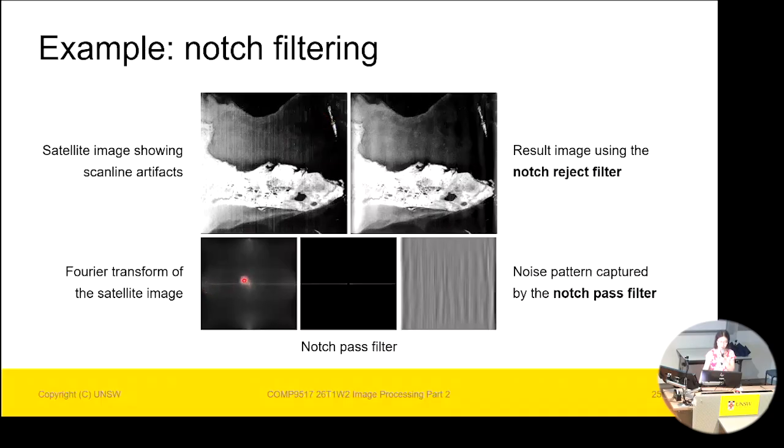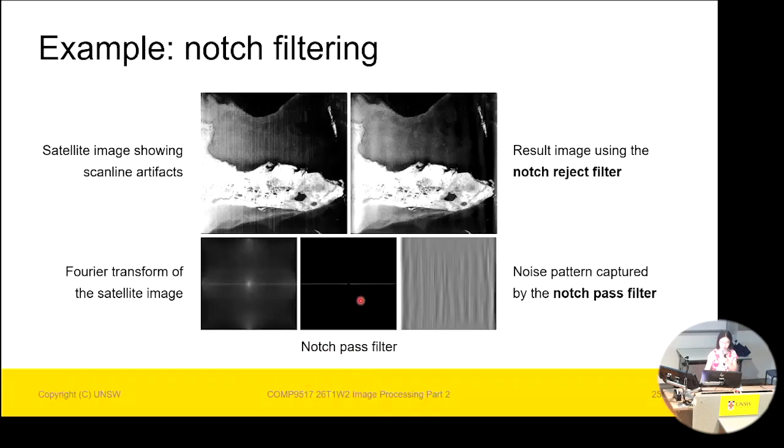So if we know this line corresponds to these noisy patterns, and that's what we want to remove, then based on this we can simply design this filter. This filter means only the frequency components falling along this line will pass through, and others will be blocked. So that's called a notch pass filter.